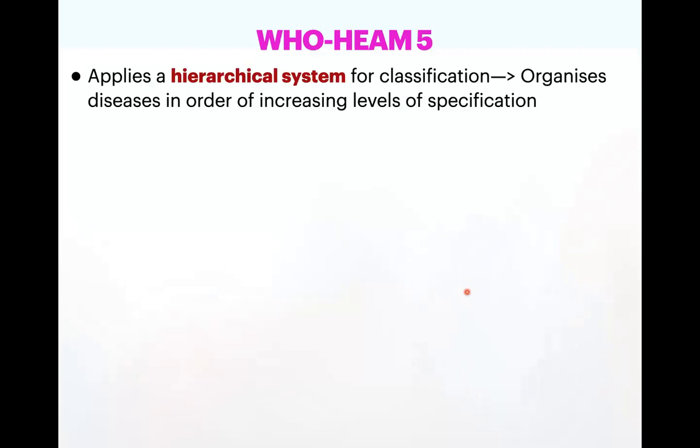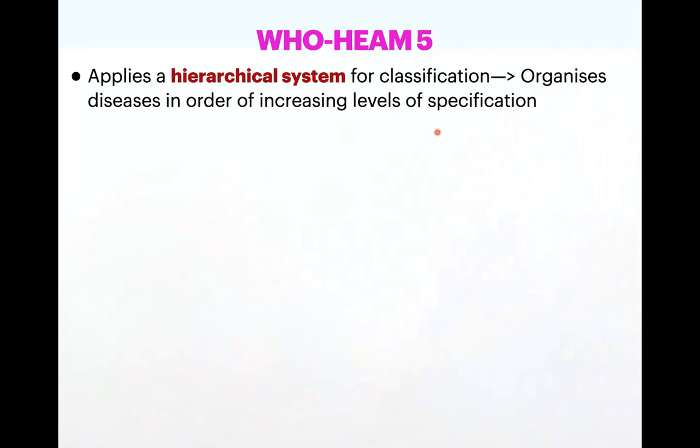Like all others, this 5th edition of the WHO classification of tumors, this hematolymphoid tumors classification, also applies a hierarchical system for classification. So what do we understand by a hierarchical system? That it organizes diseases in order of increasing level of specification. So first you give a broad category and then you go deeper into that.